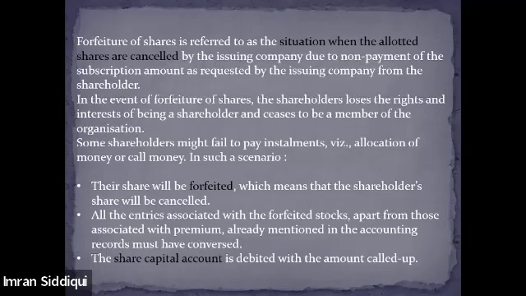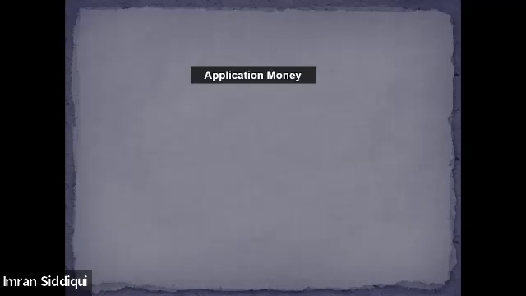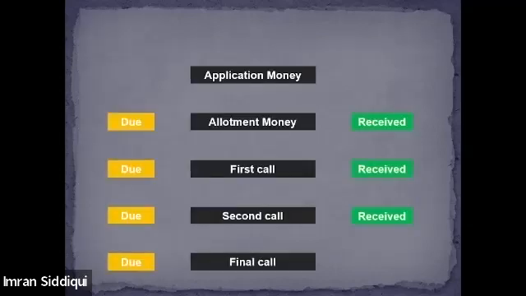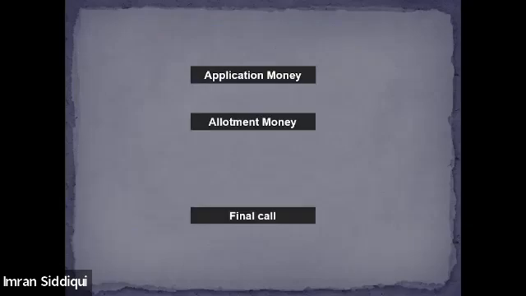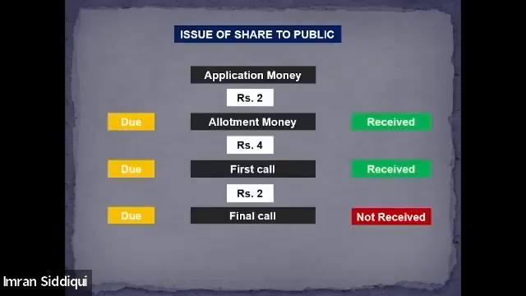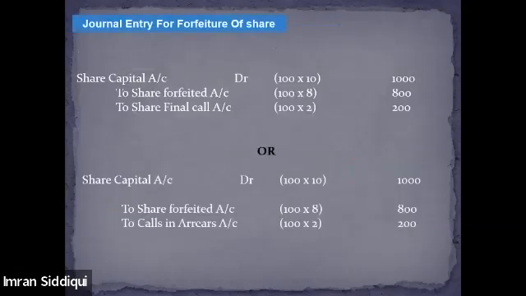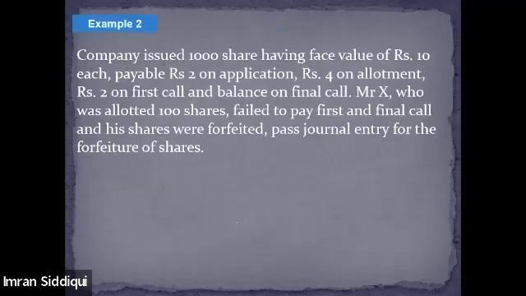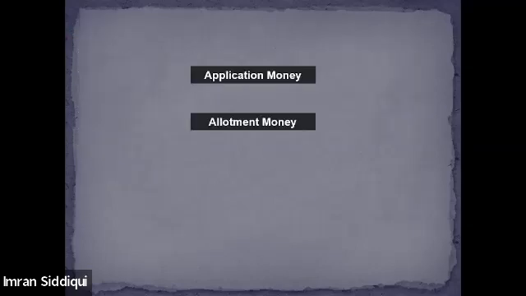Subscription amount by any of the shareholder. And in case of the forfeiture of share, we need to pass the journal entry. Generally, this is the journal entry that we need to pass: share capital account debit to share forfeited account and to calls in arrears, right? I guess we did see questions based on the forfeiture as well.